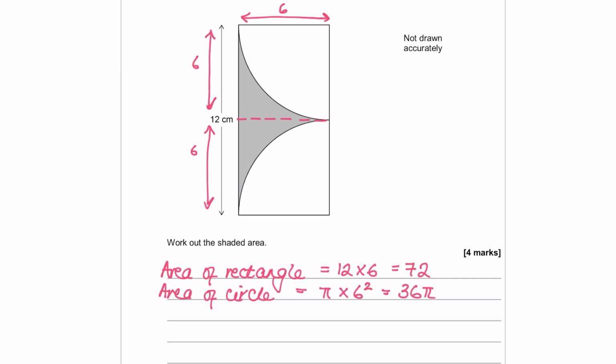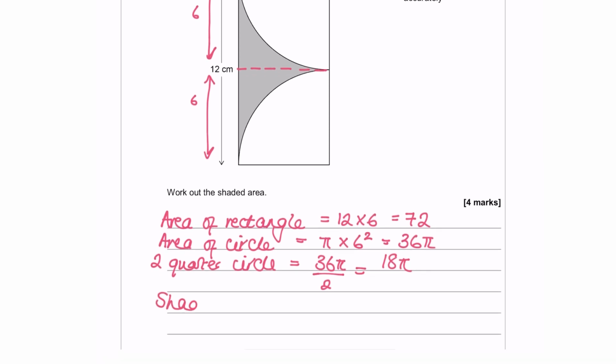We've got two quarter circles, which I guess is half a circle. So two quarter circles equals 36 pi divided by 2, which would be the same as 18 pi. And then we want the shaded area, which is the rectangle minus the two quarter circles.